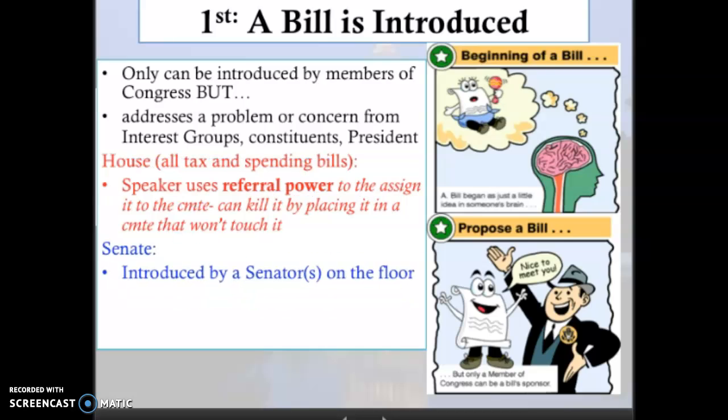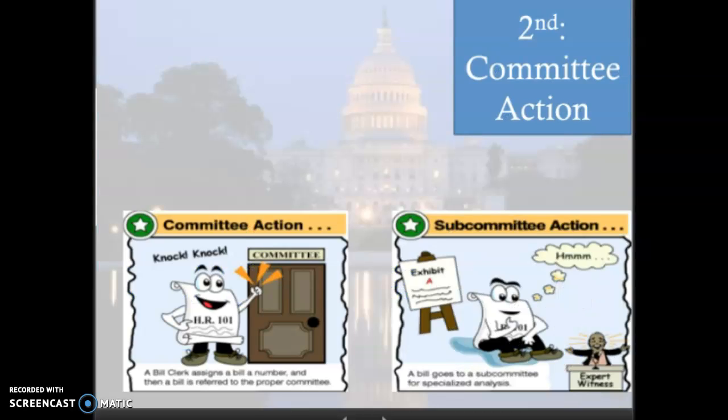In the Senate, a bill is introduced by a senator on the floor, and then it is the responsibility of the majority leader to put it on the calendar or not. Okay. At that point, once a bill has been introduced and it has been put on the calendar, the second step is committee action.